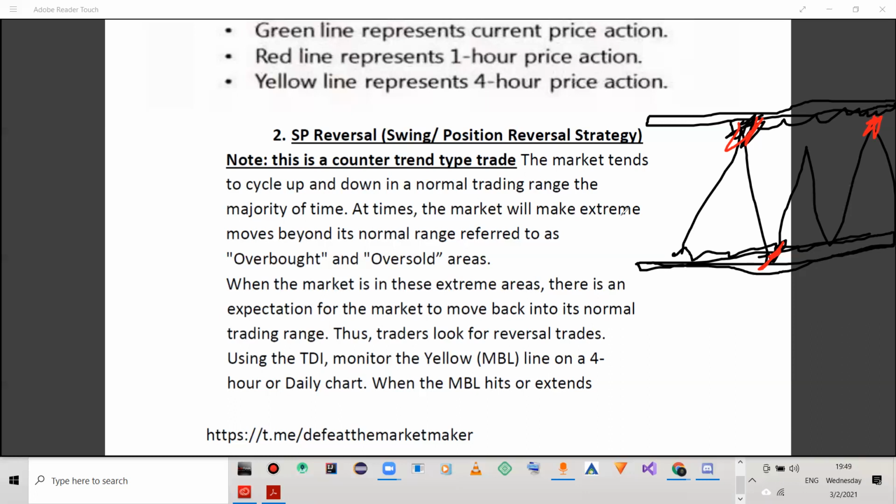So using the TDI, monitor the yellow line, and that's the market baseline, on a 4-hour or daily chart. Please, for anyone who's taking notes, take this down: the market baseline, the yellow line, is monitored on the 4-hour chart or the daily chart only. I repeat, only.